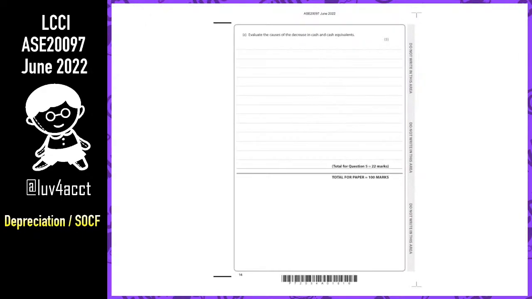One little part left would be the last part, evaluation. Evaluate the causes of the decrease in cash and cash equivalent. Why do we have to evaluate the causes? So strange. You should say evaluate the cash position, right? Anyway, it's the same thing. I understand what it is asking me to do. We have to look at how cash is used.